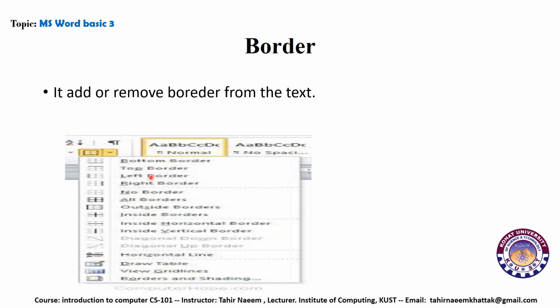Left border is at the left, you can see here, a preview is also given. And right border, no border, all borders, outside border, inside border, inside vertical border, horizontal border, and different options. Here I can also draw tables or view grid lines or border and shading. So basically here I can apply border and shading.